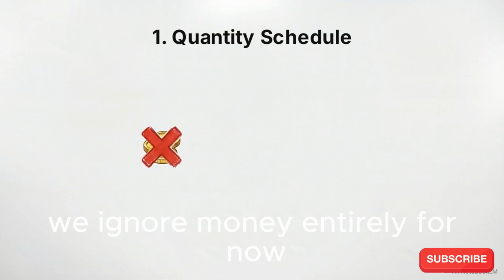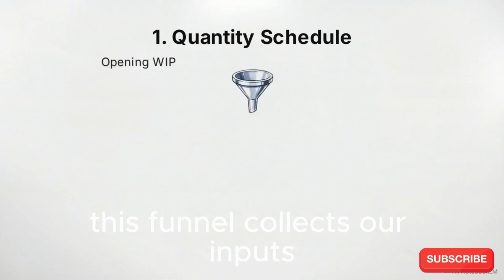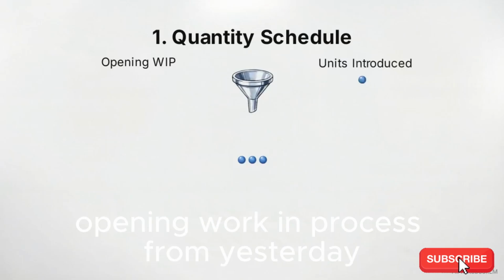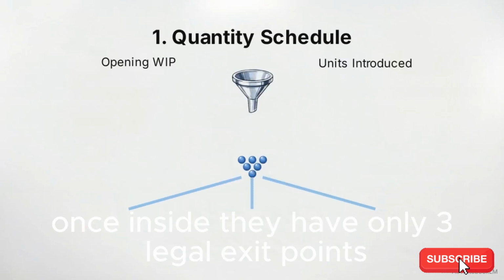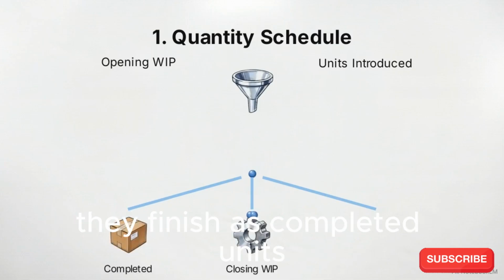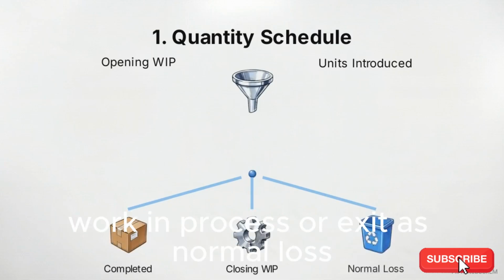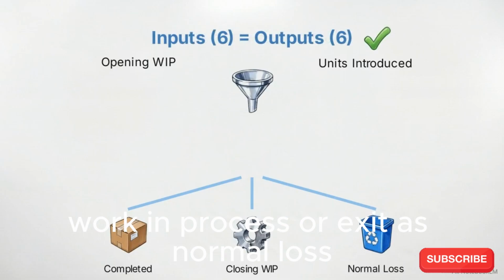Looking at this first block, the quantity schedule, we track only the physical flow of units. We ignore money entirely for now. Notice the funnel at the top. This funnel collects our inputs, opening work in process from yesterday and newly introduced units today. Once inside, they have only 3 legal exit points. They finish as completed units, remain as closing work in process, or exit as normal loss.